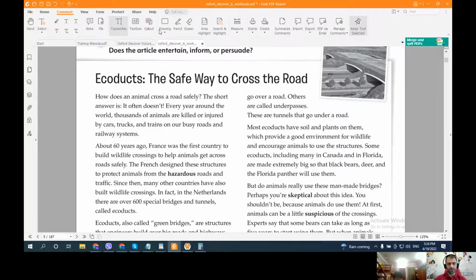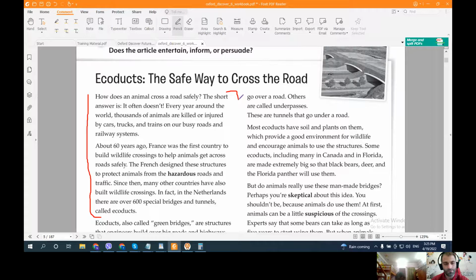Okay, now let's read the first part. Can you please read the first part? How does an animal cross a road safely? The short answer is it often doesn't. Every year around the world, thousands of animals are killed or injured by cars, trucks, and trains on our busy roads and railway systems. About 60 years ago, France was the first country to build a wildlife crossing to help animals get across roads safely.